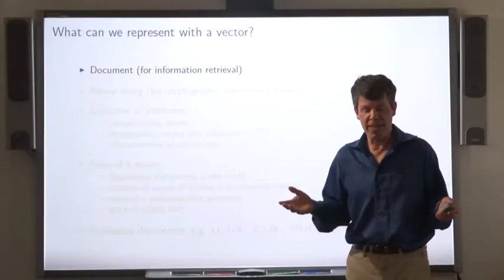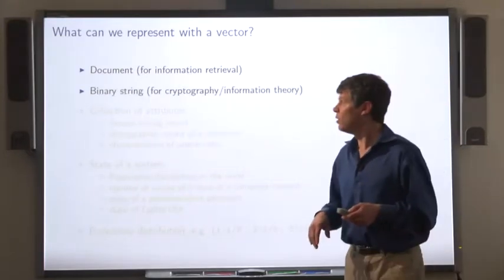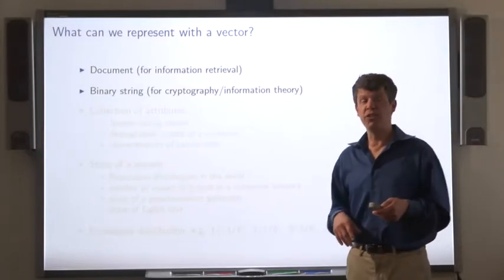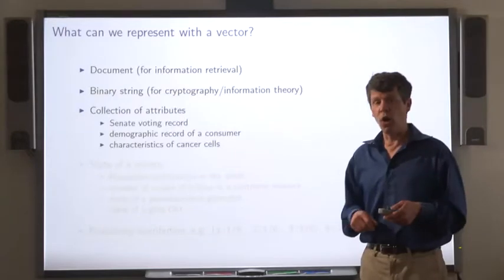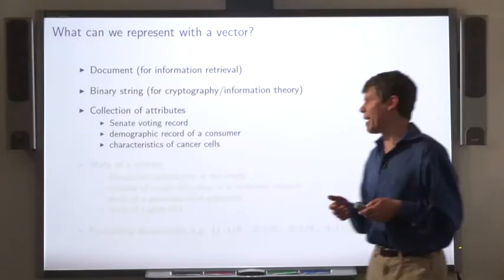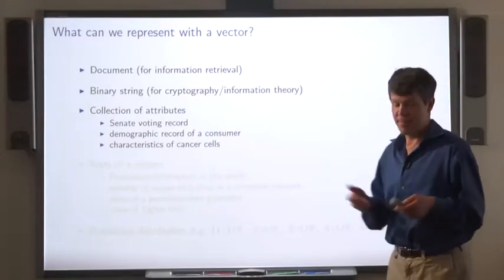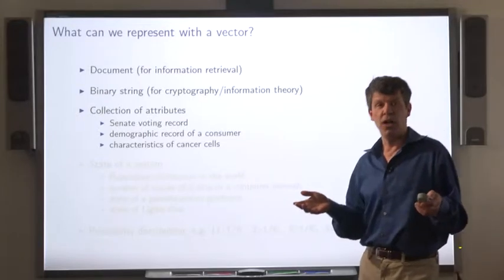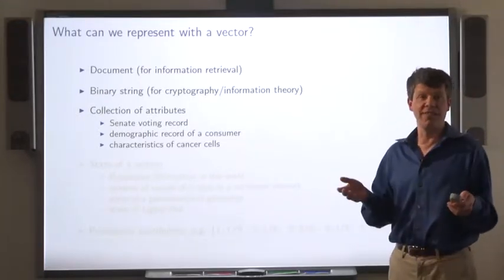So what can we represent with vectors? We've already seen we can represent documents. We can represent binary strings, and this will be useful in cryptographic applications. We can use a vector to represent a collection of attributes. For example, the voting record of a senator, or the demographic record of a consumer, or characteristics of cancer cells.